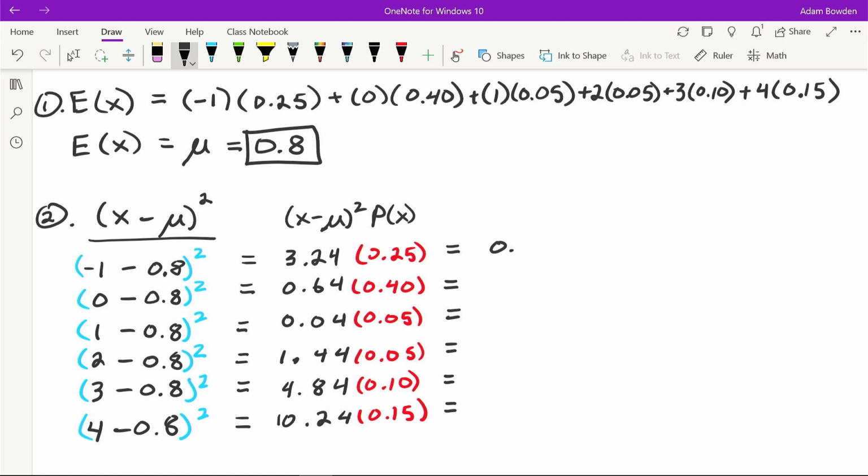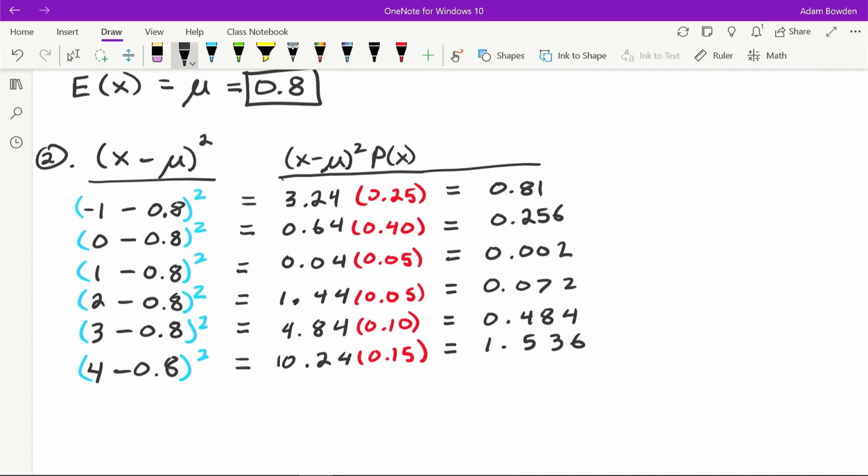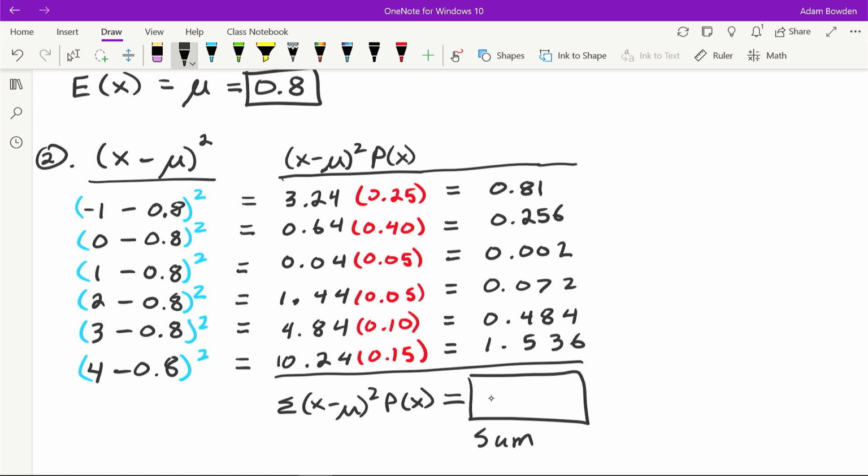I got numbers like 0.81, 0.256, 0.002, and so forth. And then the last step in the variance formula is to take the sum of all these things. We do the sum of (x minus mu) squared times p of x. So the sum of all of these values put together here. If we add all those numbers up together, we'll get a total of 3.16. And that's our answer for the variance.